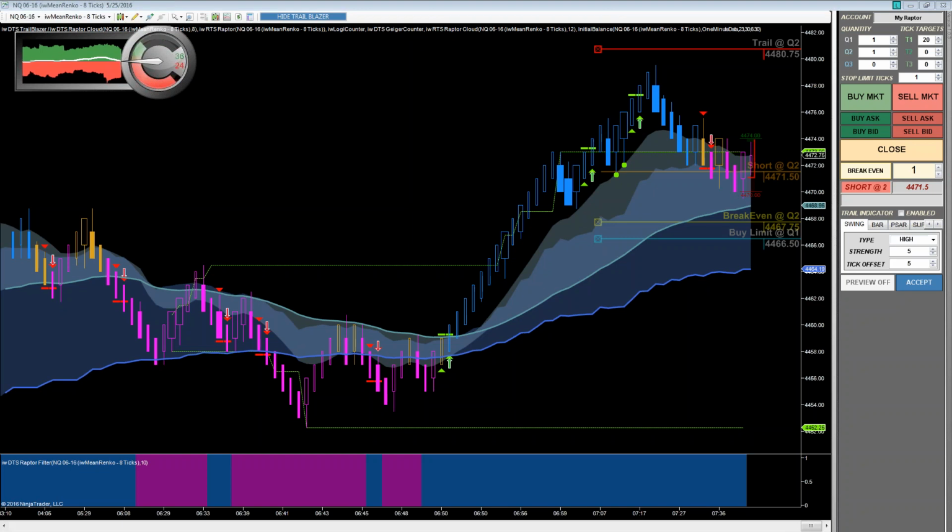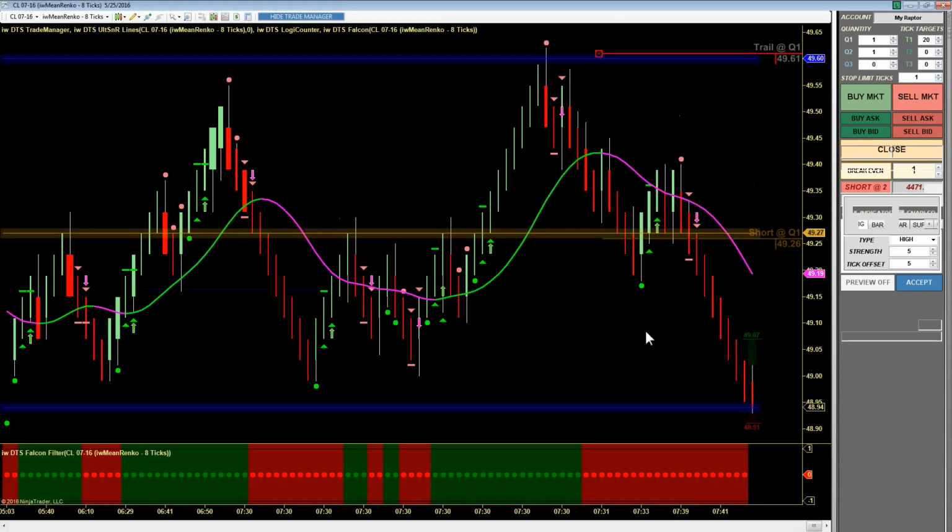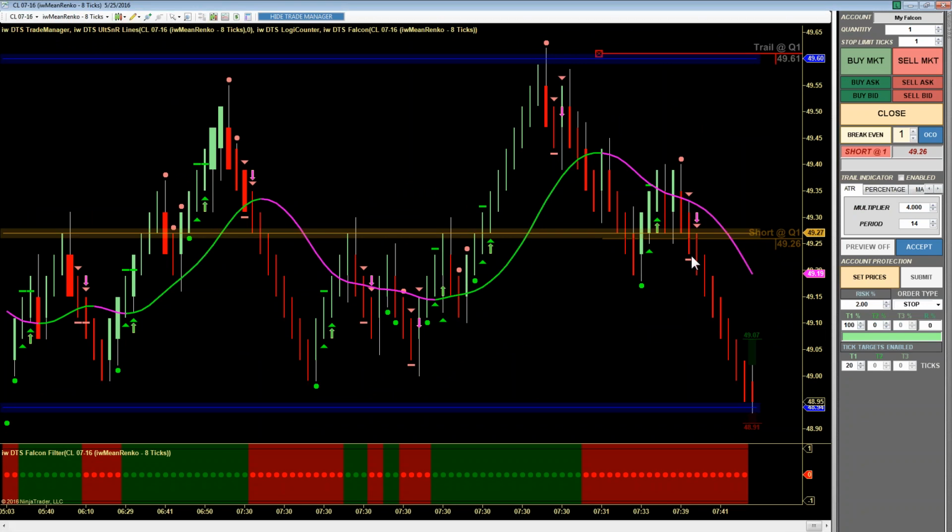And this is crude oil on the Falcon. We got a trend change signal right here. So after that early thrashing about, we came about with a trend change signal. We're already short from our little breakout scenario, but still a good trade here on crude oil as they're down here challenging now the primary support level.